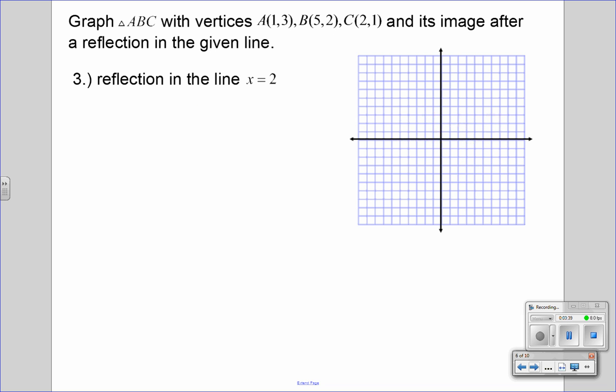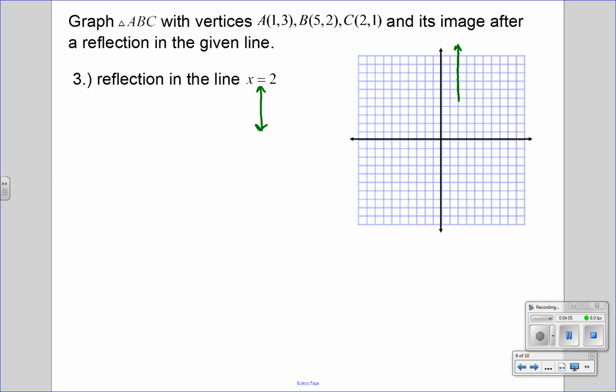Now this one is a little different. It says graph triangle ABC with vertices (1, 3), (5, 2), (2, 1), and its image after reflection in the given line. And now we have a reflection in the line x = 2, so we're no longer using an axis, but a line. And a line that is x equals any number is going to be a vertical line. So x = 2 is going to be a vertical line at 2.